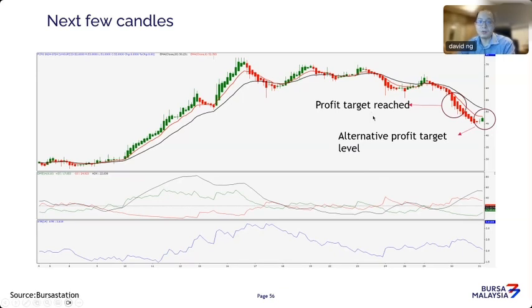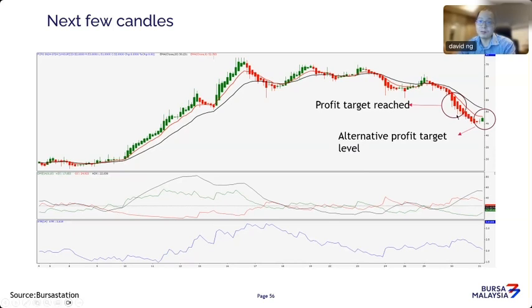Now, what happens next is that with 4 points in place, it's actually very easy to hit your target profit. In fact, I think the market came down. Now, a plan is a plan. Once you hit your target profit, you're out of the market. You should be looking at the next opportunity to re-enter the market.